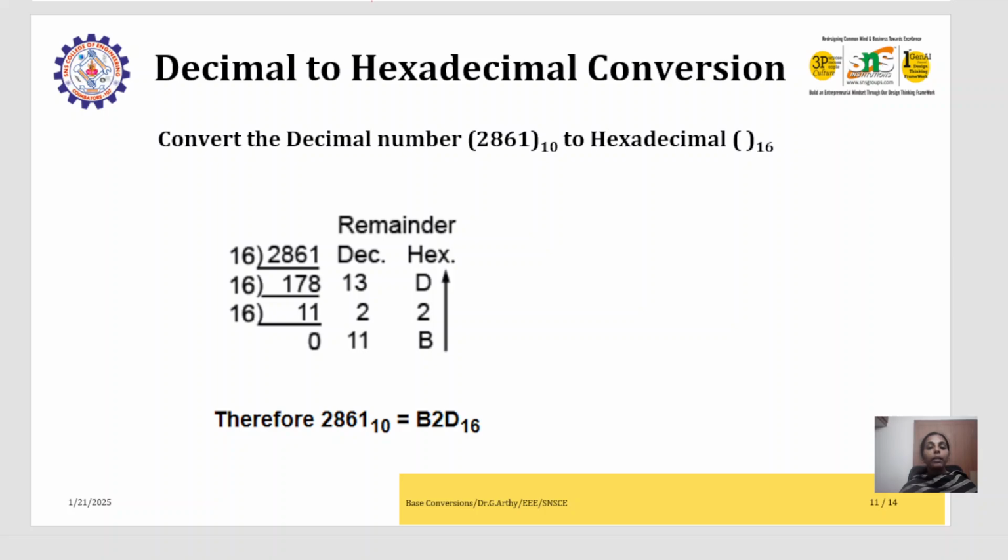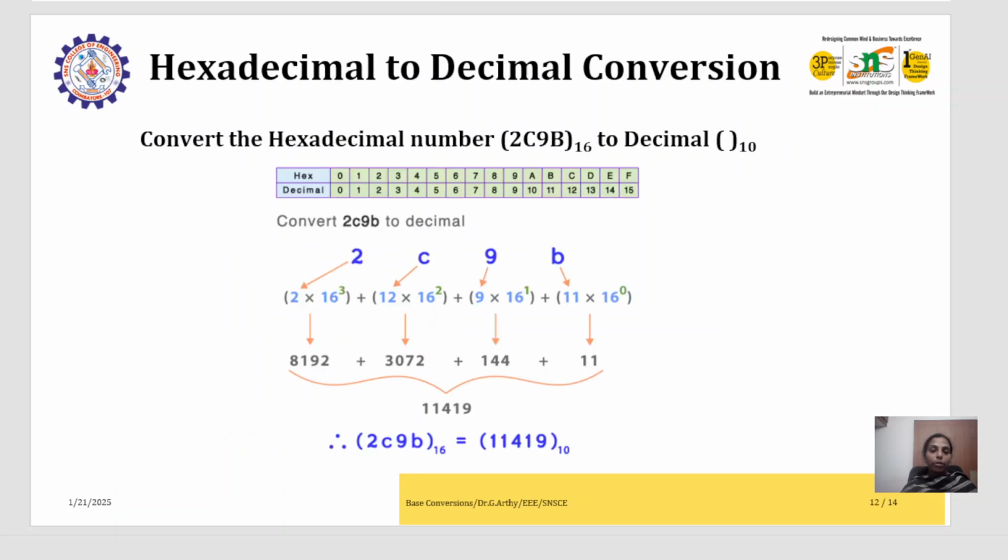From 0 to 9, decimal and hexadecimal are the same. The hexadecimal equivalent of decimal 8 is 8, and 9 is 9. If the decimal number is 10, then the equivalent hexadecimal value will be A. So 10, 11, 12, 13, 14, 15 are A, B, C, D, E, F. So this is the hexadecimal equivalent. For 11, the hexadecimal equivalent is B. For 13, it is D. So we write the hexadecimal values from bottom to top.